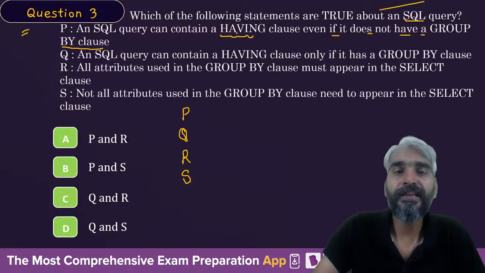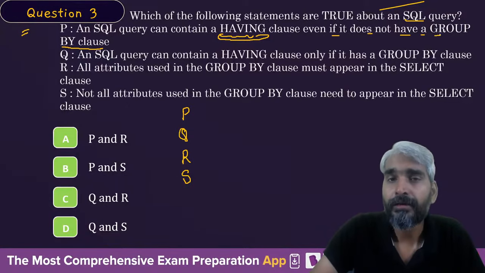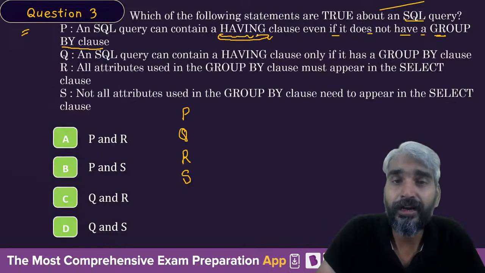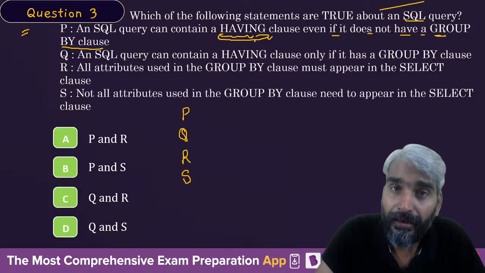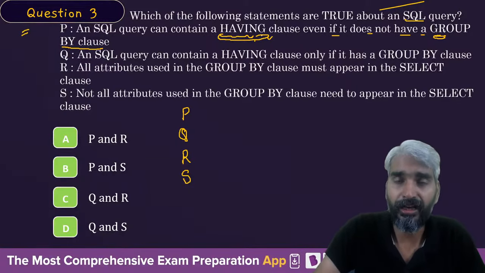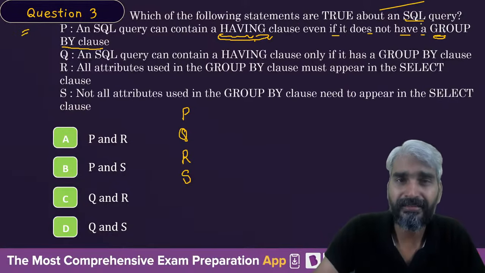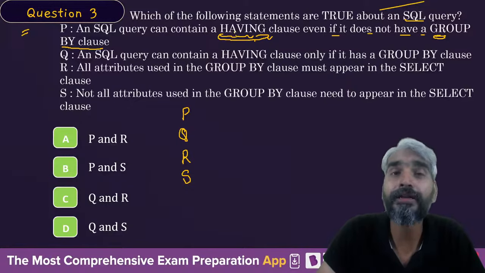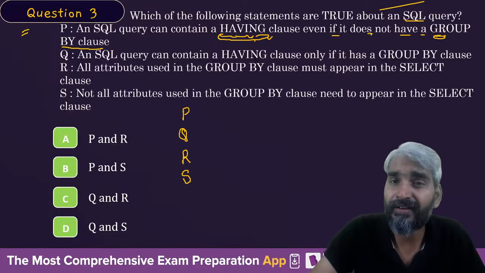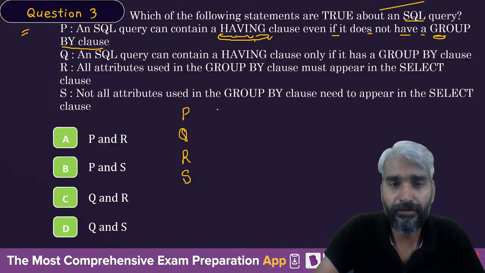So, we can have a having clause without a group by clause, but if we use a having clause without a group by clause, then the having clause will be applied on each tuple. In general, if a group by clause is present, then the having clause will be applied on each group. But if a group by clause is not present, then the having clause will be applied on each tuple. So, the statement is: can we have a having clause even if it does not have a group by clause? Yes, we can have. So, this statement is true.